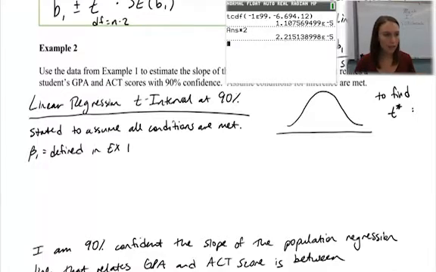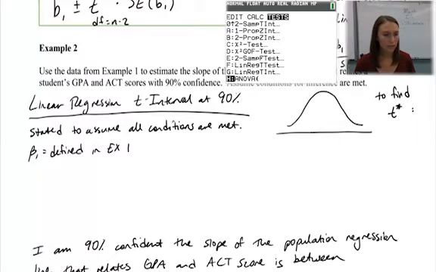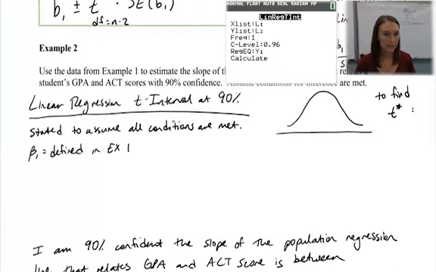So now I'm going to use my calculator. I'm going to go to stat, over to tests, and down to LinRegTInt. I still have my data in L1, L2. My confidence level is going to be 0.9 or 90%. I'm going to calculate that.